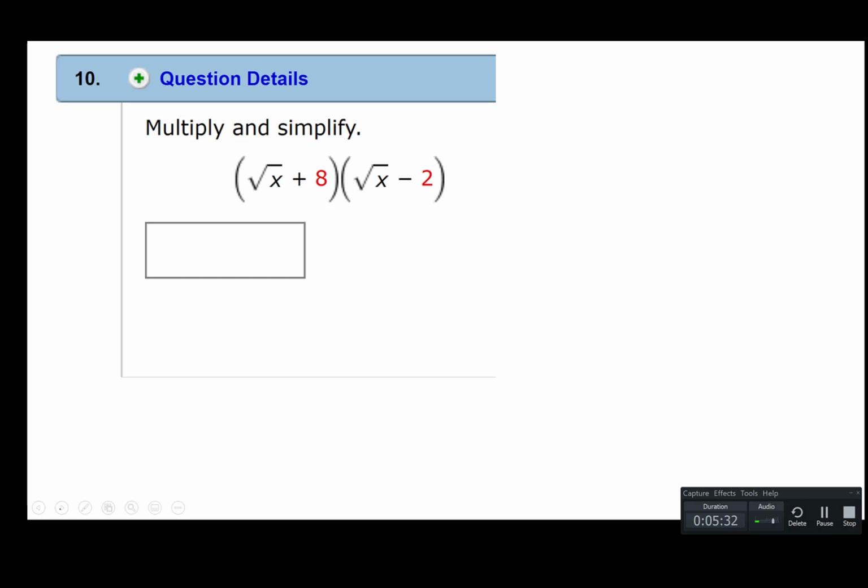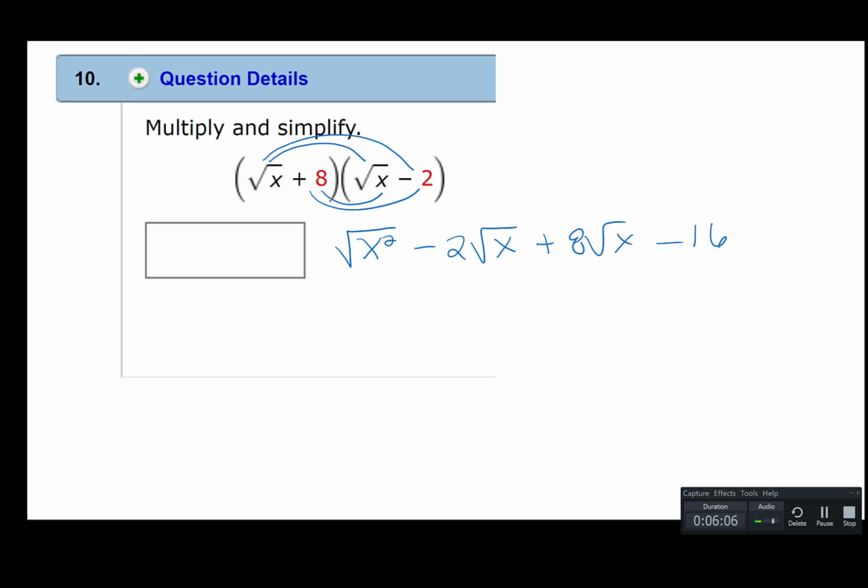All right, this is the last problem on this video. This is a FOIL problem. The square root of x times the square root of x is the square root of x squared. The square root of x times negative 2 is negative 2 square roots of x. Positive 8 times the square root of x, and 8 times negative 2. All right, that's just all the multiplying.